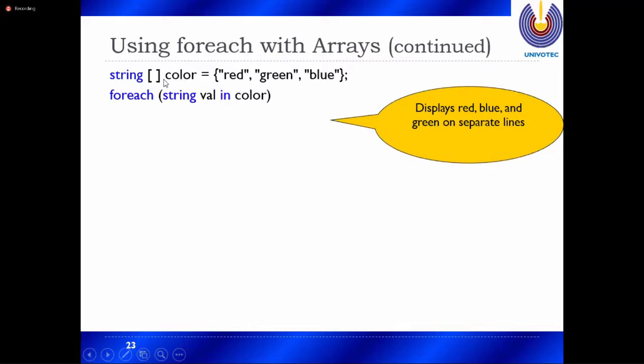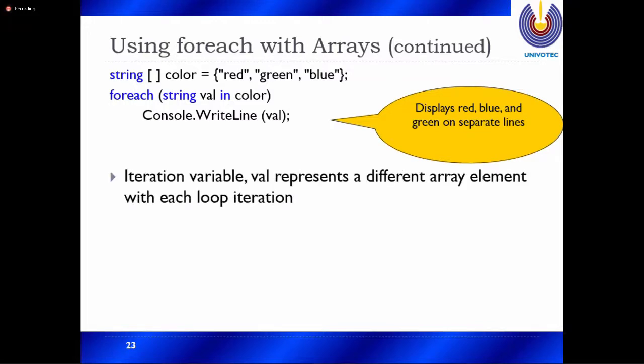String color is an array type: red, green, blue. Then for each, there is a string value in color. This is a color type. Then how many elements are there? Then Console.WriteLine(val), and you get the output red, green, blue.